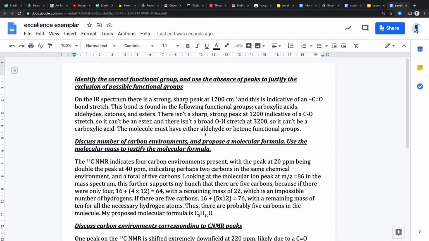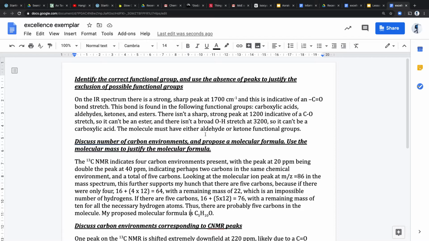However, there's some bonds that are missing, right? There isn't a sharp, strong peak at 1200, which is what I would expect if there was a C single bond O, so it can't be an ester. And there isn't a broad OH stretch, so it can't be a carboxylic acid. The molecule must either be an aldehyde or a ketone. So we use process of elimination there to reduce it down to what it could be.